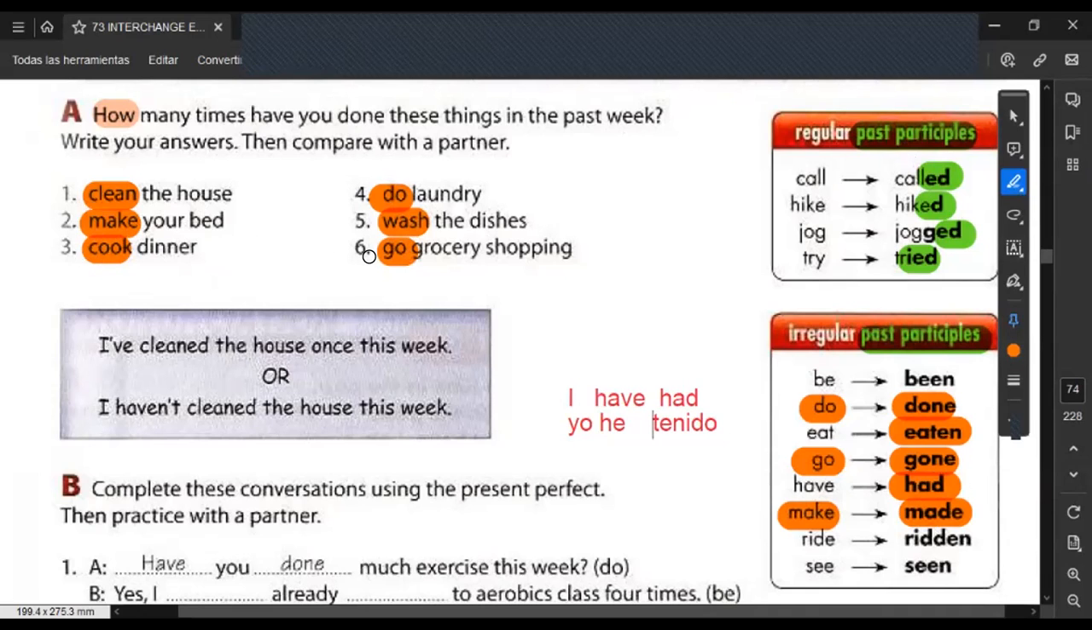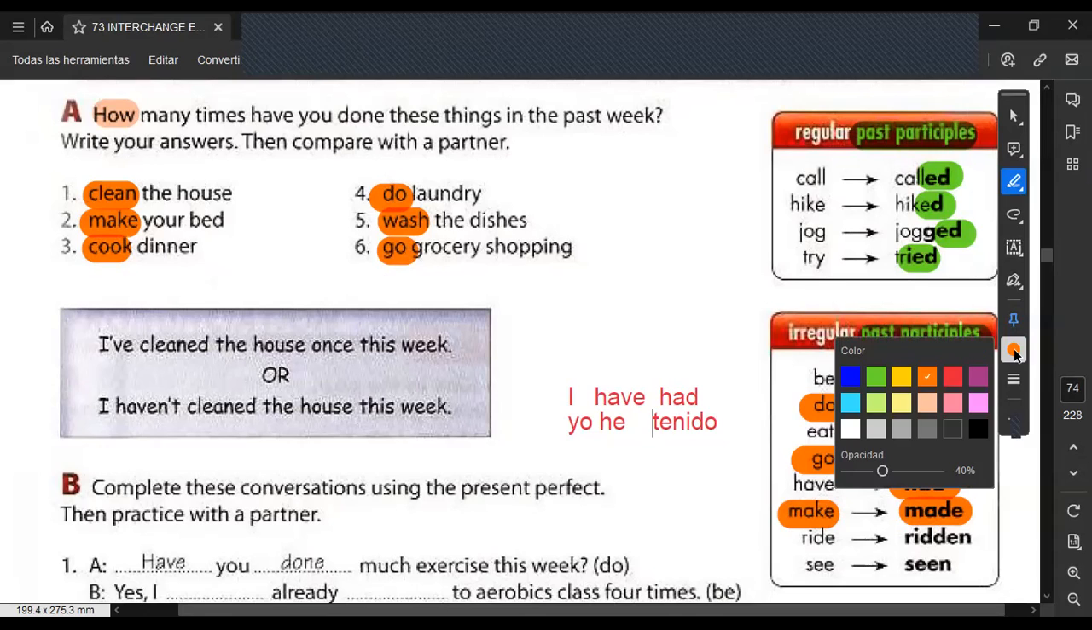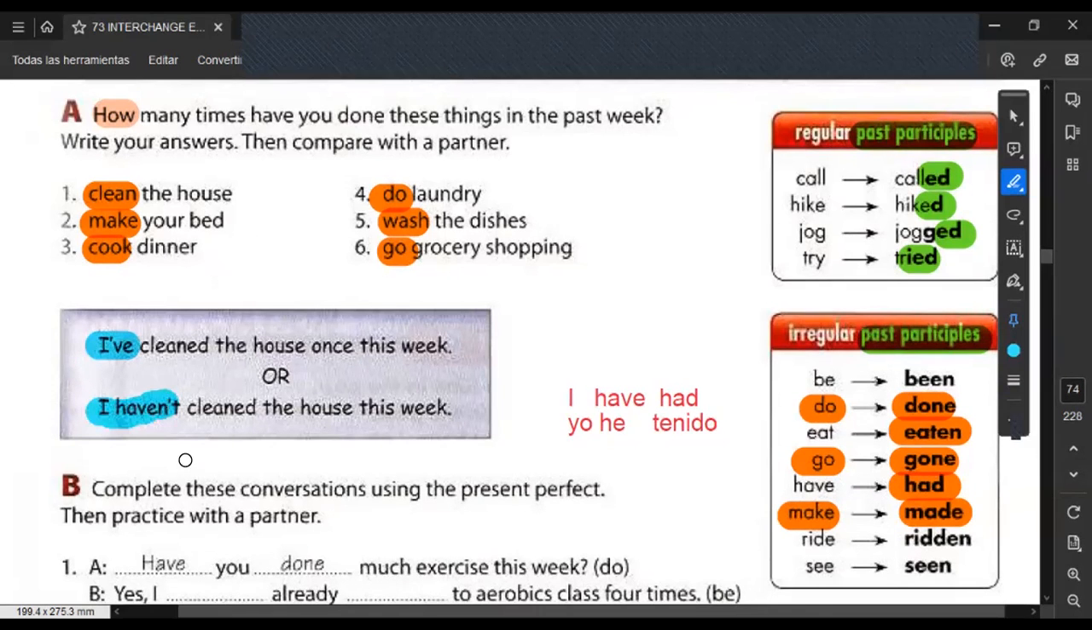a esto cambiarle el verbo que está anaranjado por el pasado participio, que lo tiene aquí a la par. Y agregarle al principio, usted lo que le va a agregar al principio es I have o I haven't, ¿verdad? Yo he limpiado. Yo no he limpiado. Yo he hecho. Yo no he hecho. I have made. I haven't made. Y el complemento que va a ser este, ¿verdad? I have cooked dinner. O I haven't cooked dinner, right? Is clear the activity?